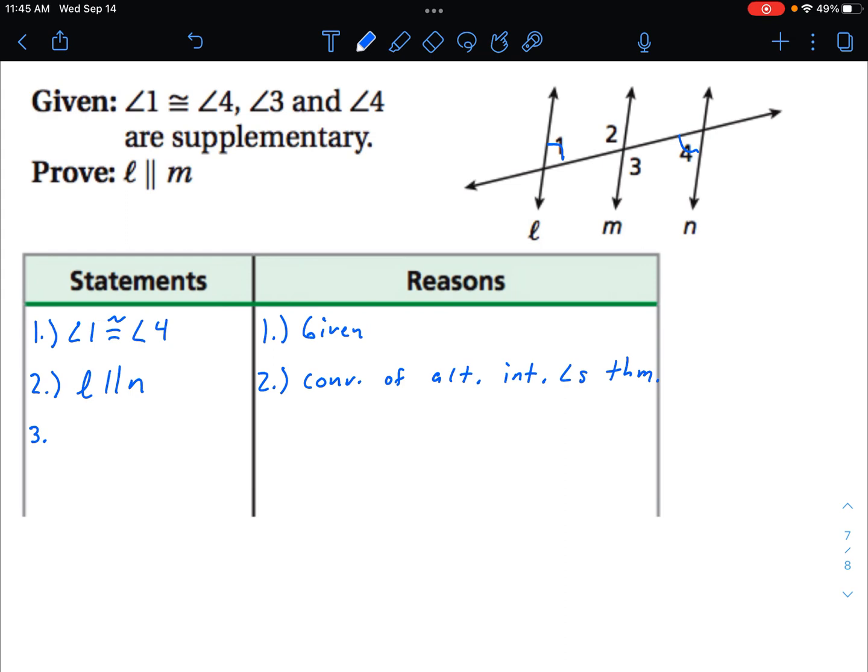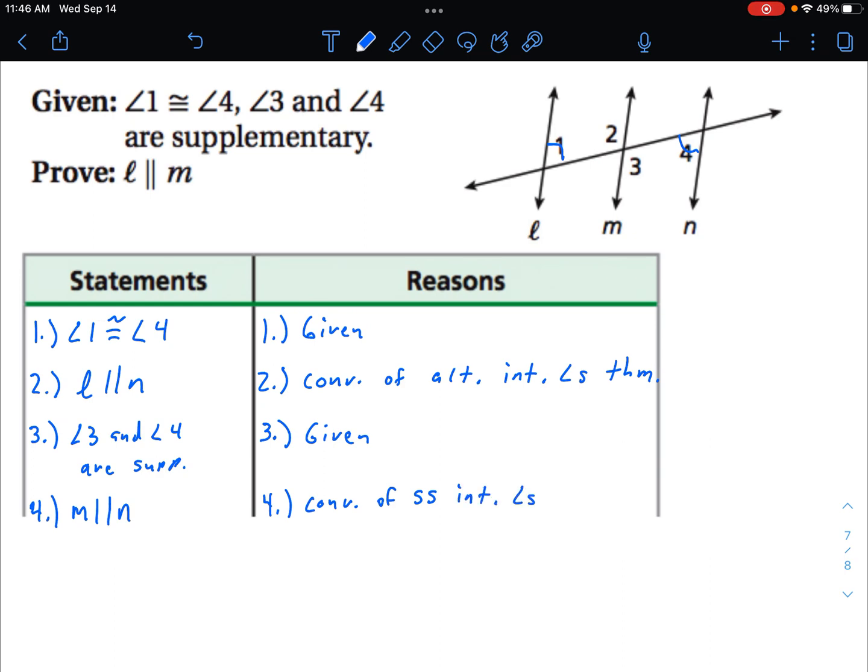Then I'll go on to my second piece of given information, which is that angle 3 and angle 4 are supplementary. Of course, that was given to us. Now, if angle 3 and angle 4 are supplementary, I know that M and N must be parallel. And that would be your converse of the same side interior angles theorem. So again, I didn't know they were parallel, but if the same side interior angles are supplementary, they must be parallel. And now I'm going to use my transitive property that I just talked about.